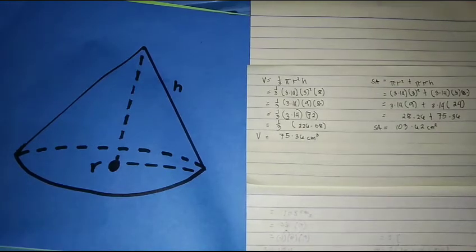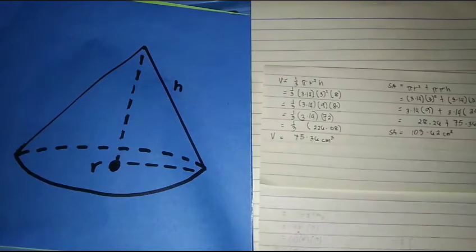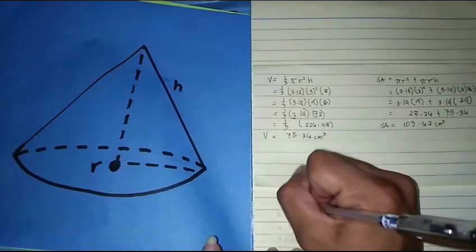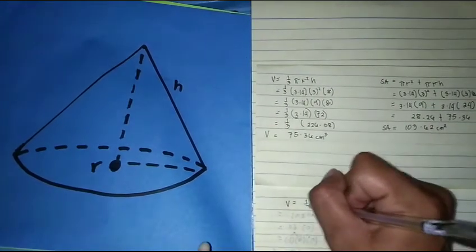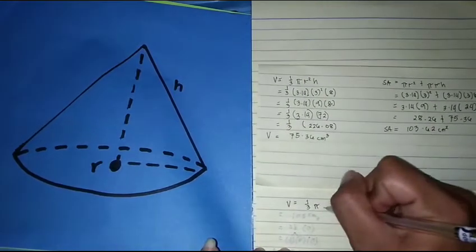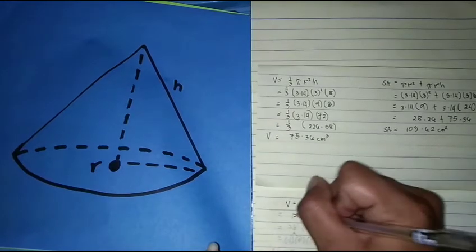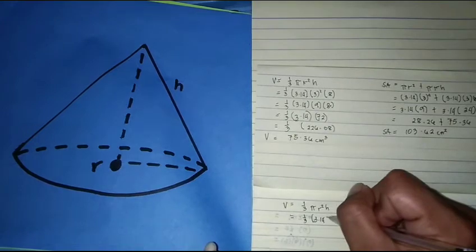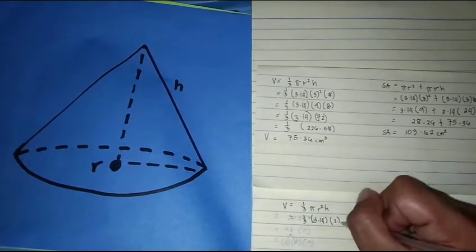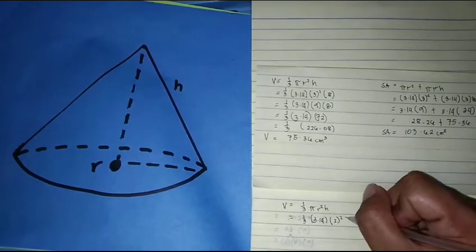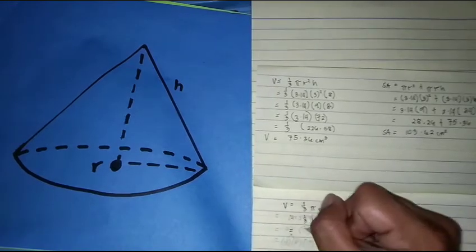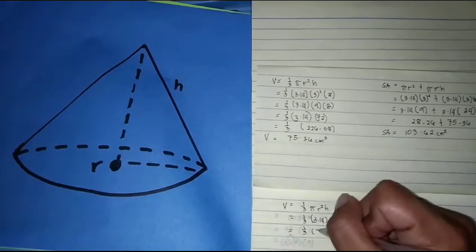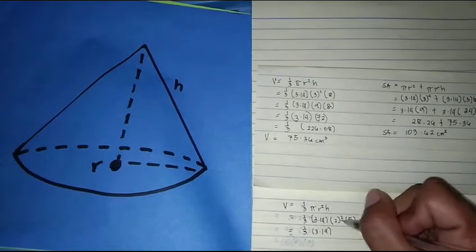Another example of a cone. Let's assume that we have the value of its radius as 2 and its height as 5. So we need to follow the same formula for the volume: V is equal to 1/3 multiplied by pi times radius squared times height. Copy the 1/3, substitute the value of pi, 3.14, the value of radius 2 squared, and the value of height 5. Copy the 1/3 and the value of pi.